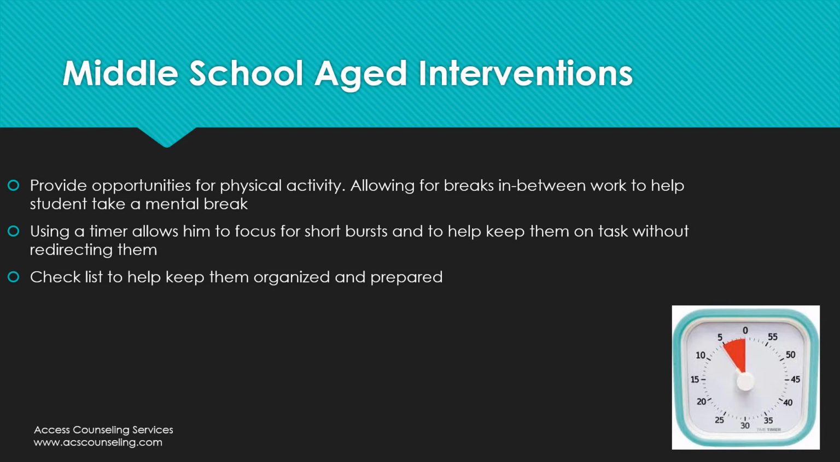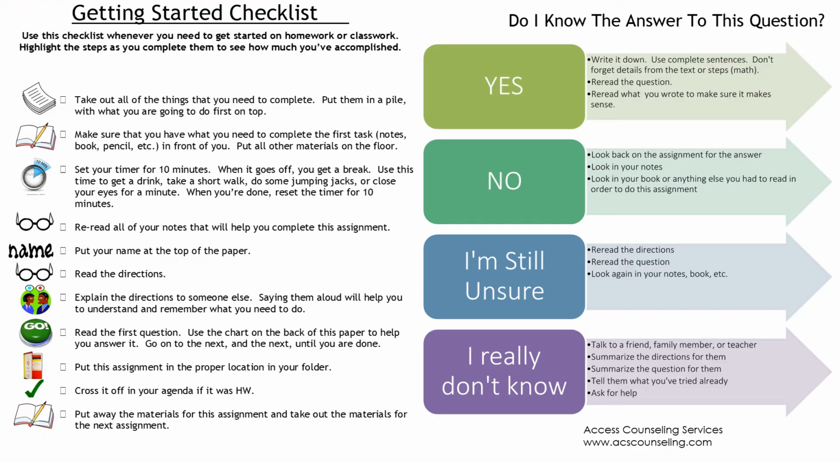And then the third intervention would be creating a checklist to help them stay organized and prepared, and knowing what they need to have ready for the next step or the next class or the next activity. And on the next slide here, I have an example of a checklist, and this could be done too, whether it's in class or virtual learning, if they could have these with them and know how to prepare for the next thing, so they're not showing up for a class or a Zoom meeting not prepared with everything they need.